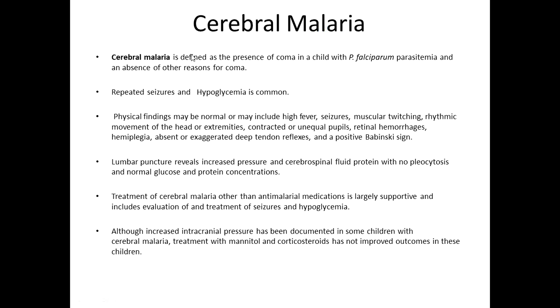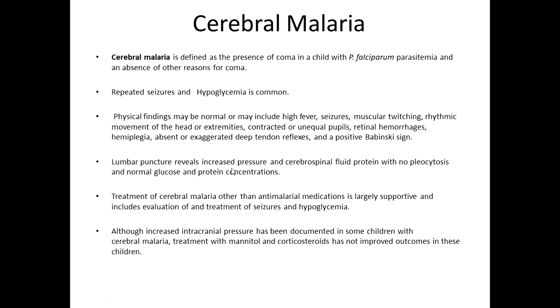What is cerebral malaria? Cerebral malaria is defined as the presence of coma in a child with falciparum parasitemia and an absence of other reasons for coma. Repeated seizures and hypoglycemia are common. Physical findings may be normal or may include high fever, seizures, muscular twitching, rhythmic movement of the head or extremities, contracted or unequal pupils, retinal hemorrhages, hemiplegia, absent or exaggerated deep tendon reflexes, and positive Babinski sign.